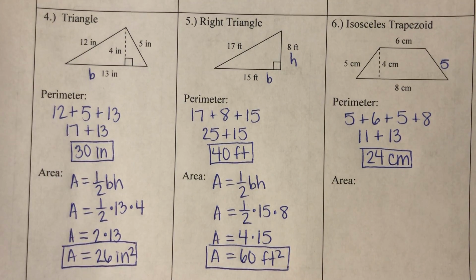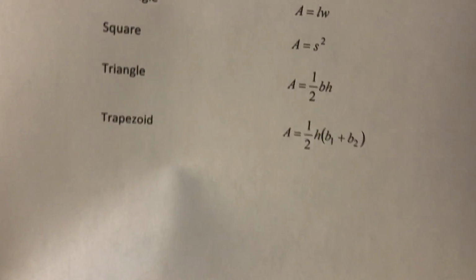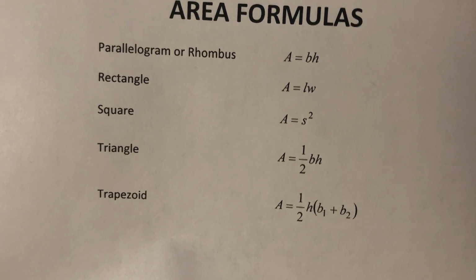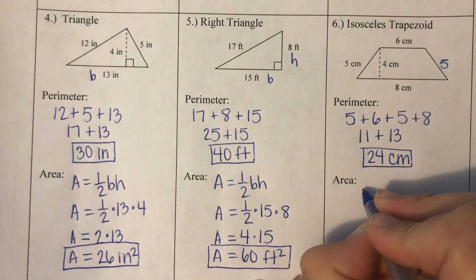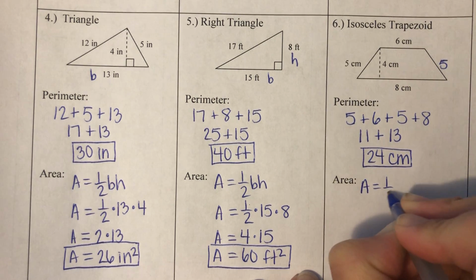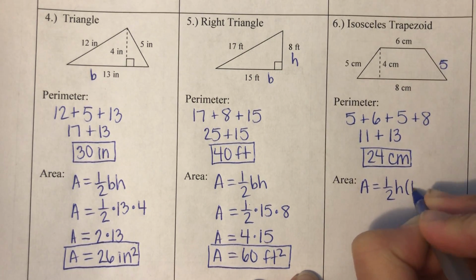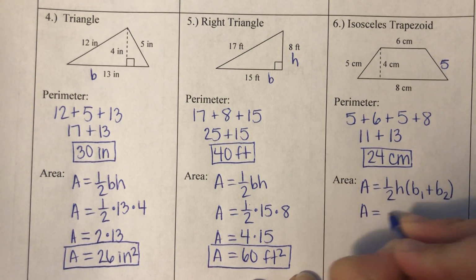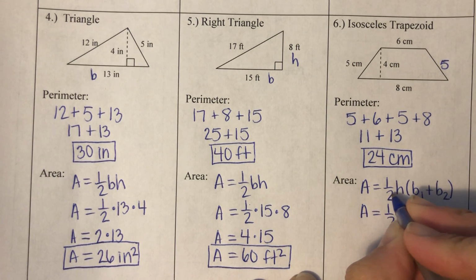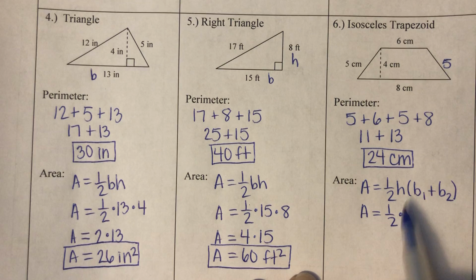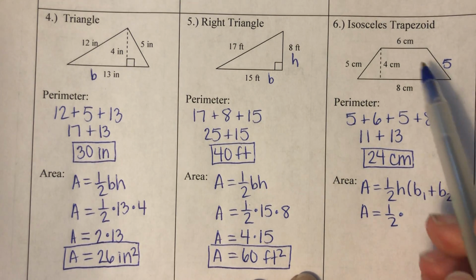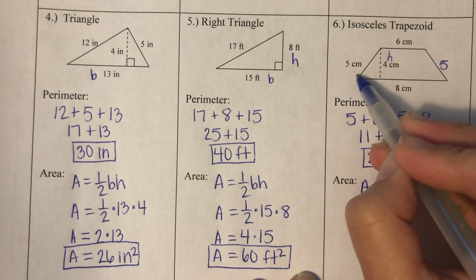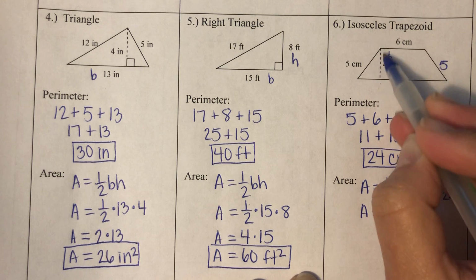Area of a trapezoid, that's a new formula. Back to our sheet. It's that tricky one on the bottom. It's the most complicated. We'll just copy it down. 1/2 height, base 1 plus base 2. Bring down that 1/2. It's right up against it again. We're still multiplying. Height, how tall our trapezoid is, that's straight up and down. That's where that 4 comes in. It's not the 5 because that's slanted. It's got to be vertical.